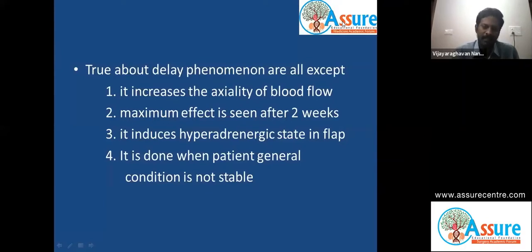Is there any specific reason why I put this delay phenomenon after the angiosome concept? Yes, there is a particular reason. As I have already explained, the angiosome has a potential territory of a flap. If you want to include the potential territory of the flap in the flap, then you have to do the phenomenon of delay. It's a very simple concept, very simple to understand.